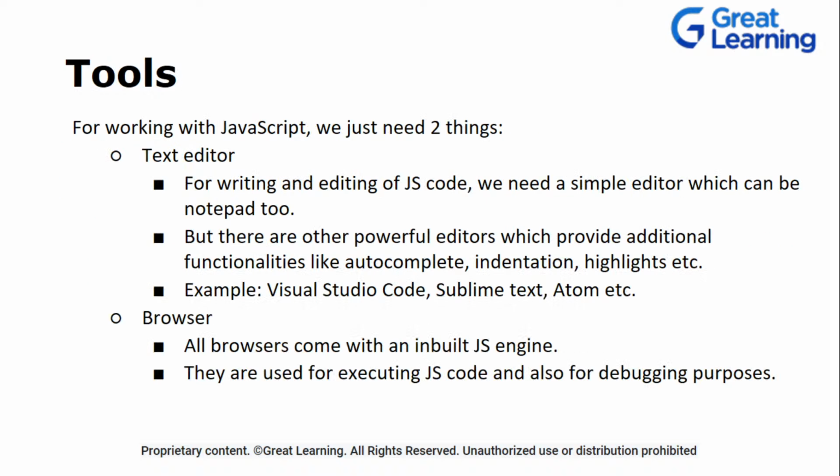Now, what are the tools that you should have in order to code in JavaScript? You need a text editor and a browser. Obviously you will have a browser. Now, what about a text editor? You can go for Visual Studio Code, Sublime Text, or Atom. Any of these three you can go for, including Notepad or Notepad++. Now what is the difference? The more powerful your editor is, the more functionalities you have, like autocomplete. You don't have to write everything.